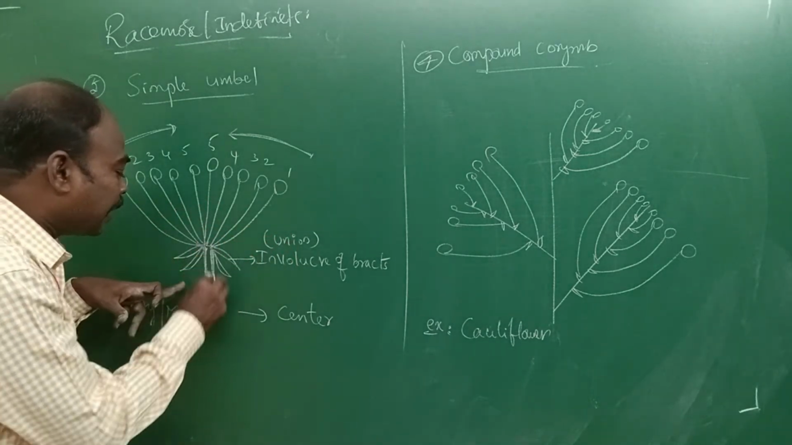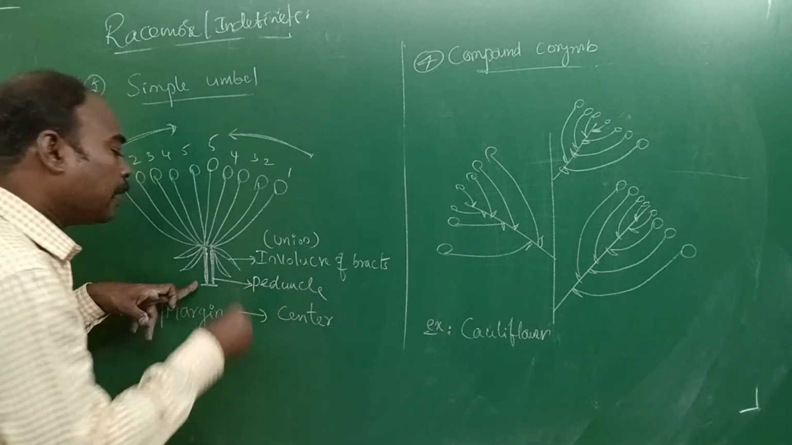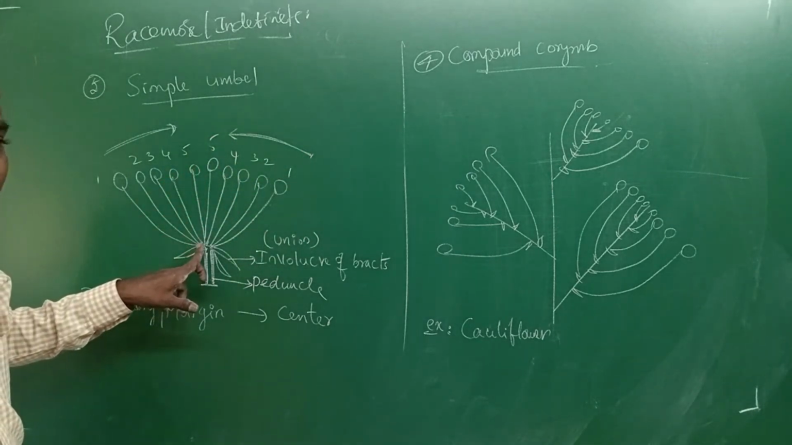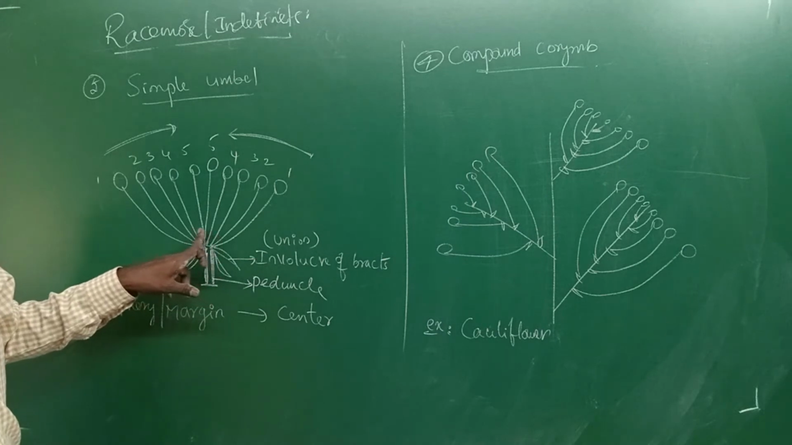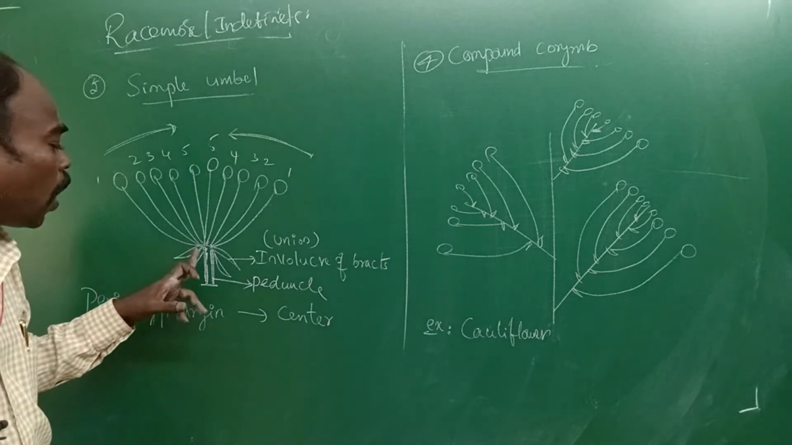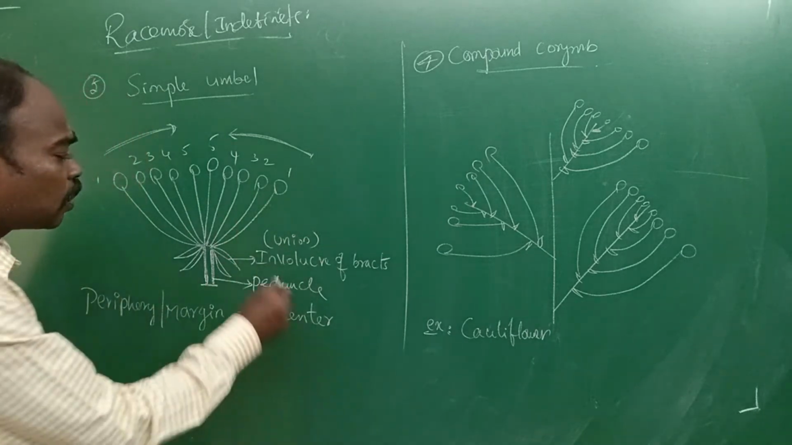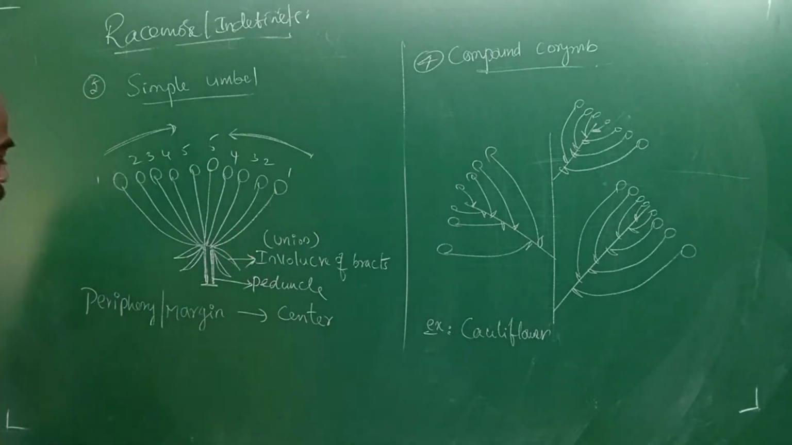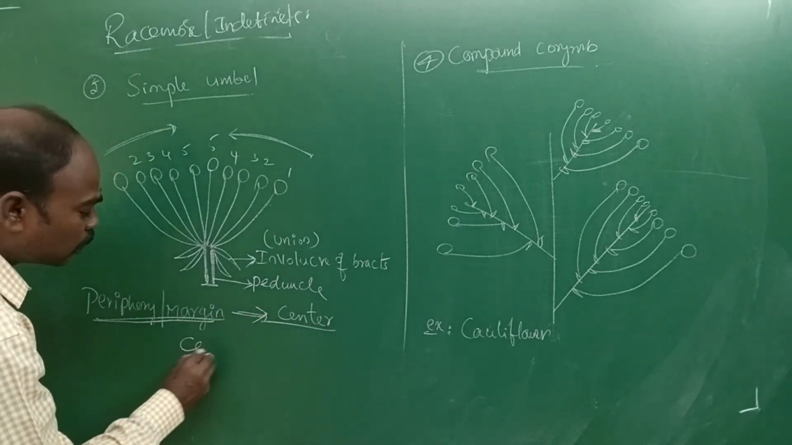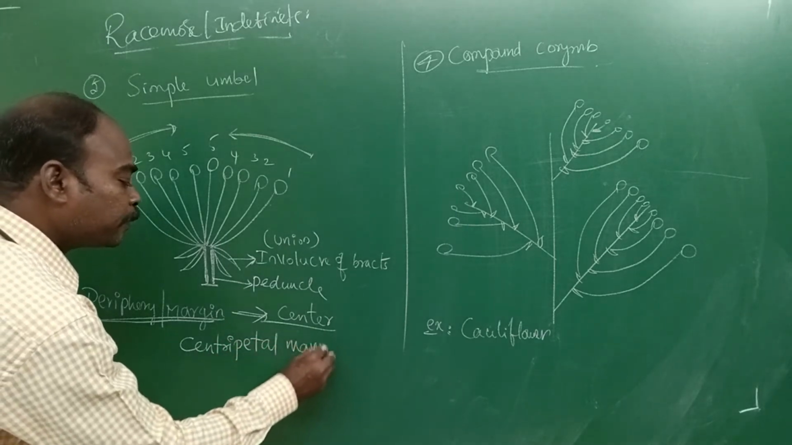That means in the condensed peduncle, the flowers are developed from margin to center. At the base of the flowers, a number of stalks are arranged at one place only. So all the bracts are also found at the base only. So they form a union. That is called involucre of bracts. So flowers are developed from periphery to center. This order is called centripetal manner. Very important.